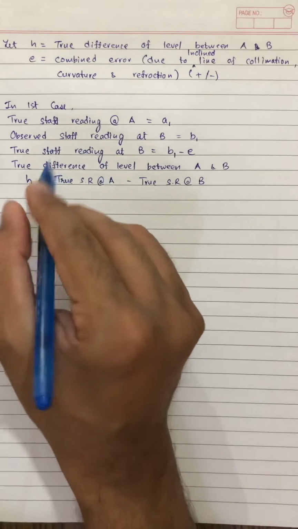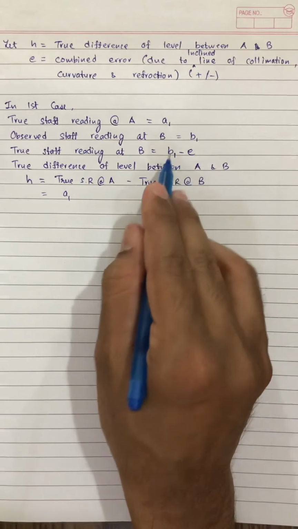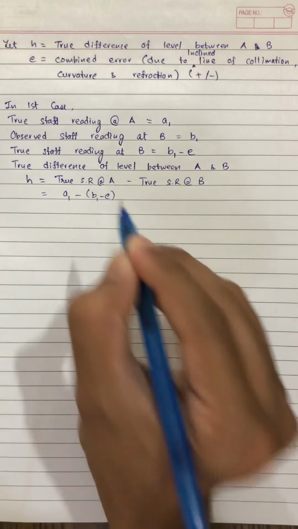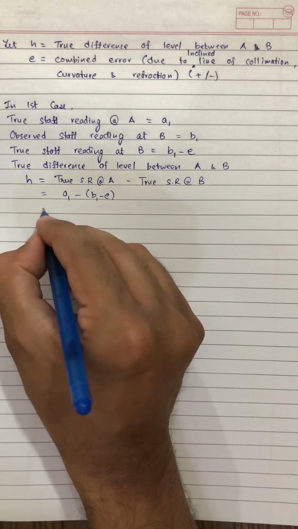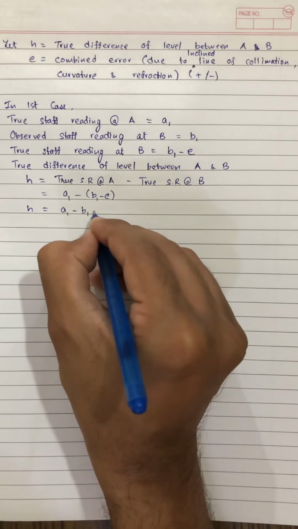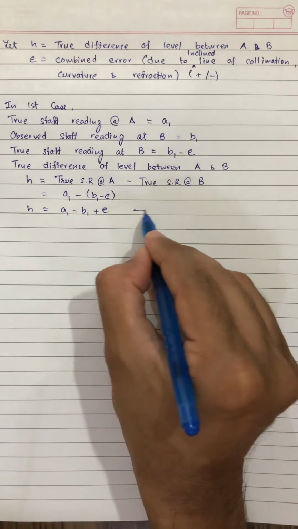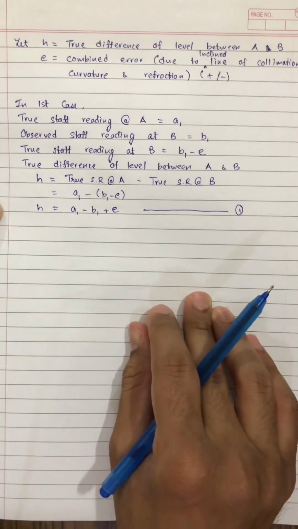So at A it is A1, and at B it is B1 minus E. So this will become minus (B1 minus E). Okay, so if you open the bracket, we will get H is equal to A1 minus B1 plus E. Let us call this equation number 1.